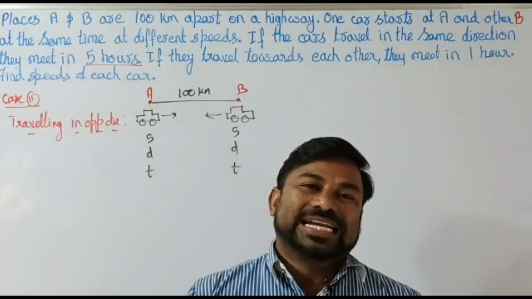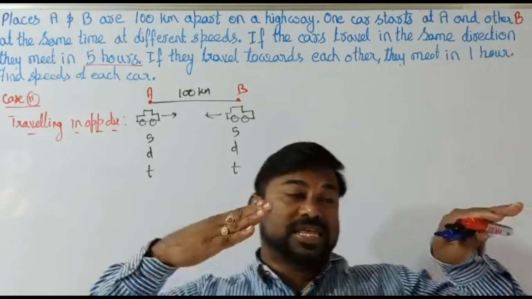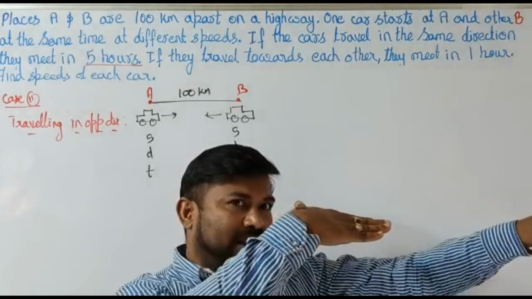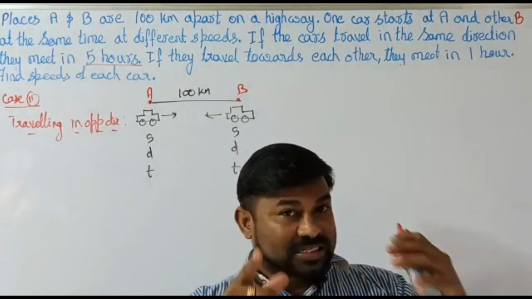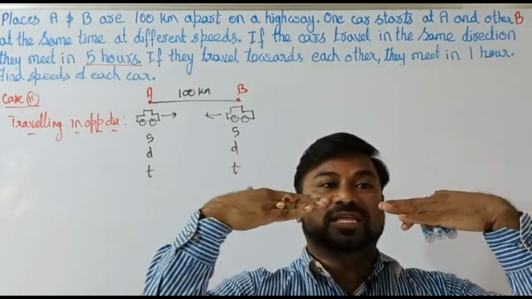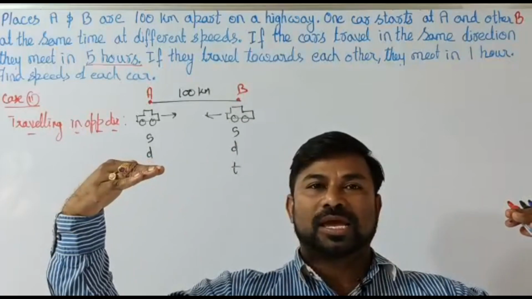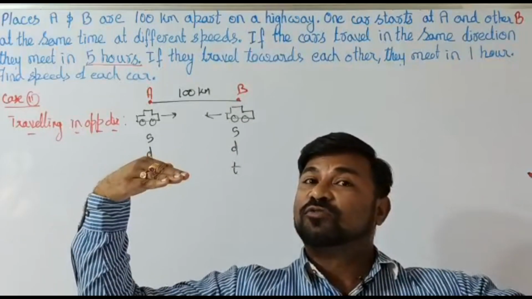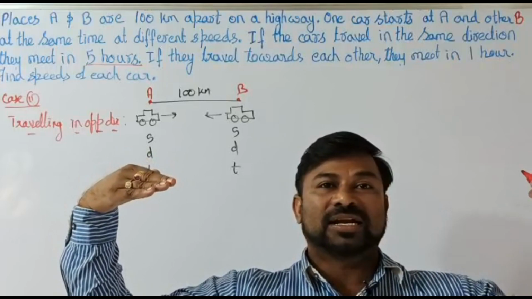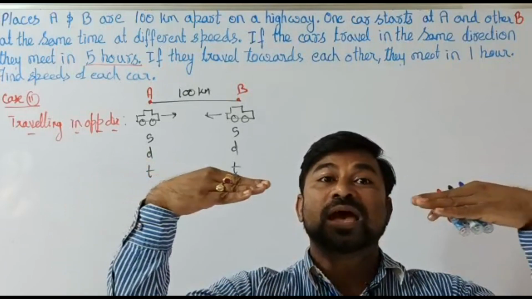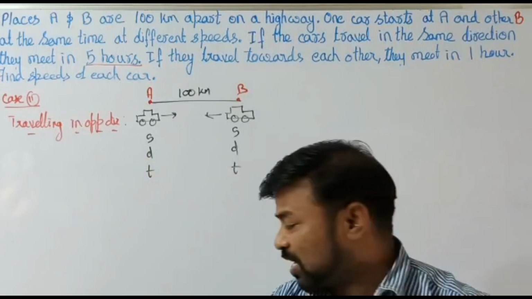Let's come back to the second case. In the first case, they are moving in the same direction, but in the second case, they are traveling in the opposite direction, the first car from point A and the second car from point B. They are moving in the opposite direction. We have to note that down.